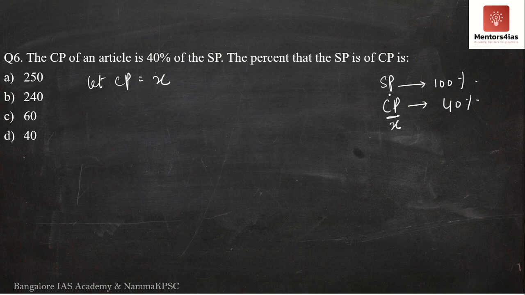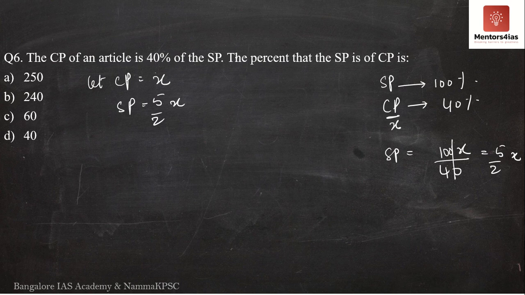Cost price is nothing but x. Then what is the selling price in terms of x? Selling price is nothing but 100 into x divided by 40. 0 and 0 get cancelled. It is nothing but 5 by 2x. So if cost price is x, then the selling price is 5 by 2x. Now what is the question asking? Now what is the selling price in terms of percentage with respect to cost price? So now we will take cost price as 100%.